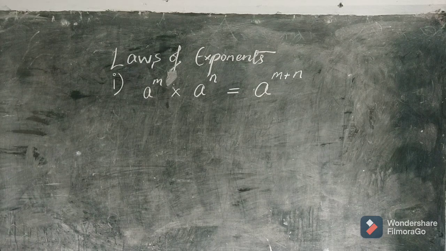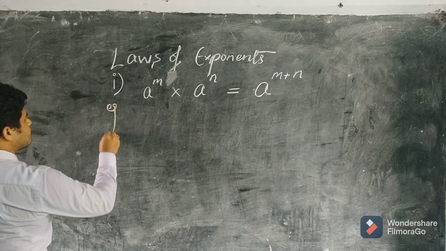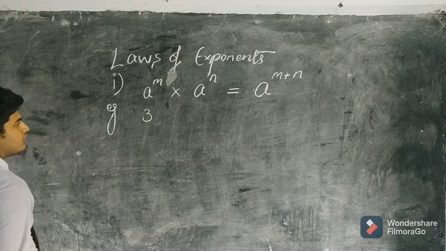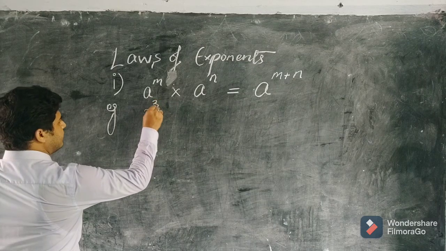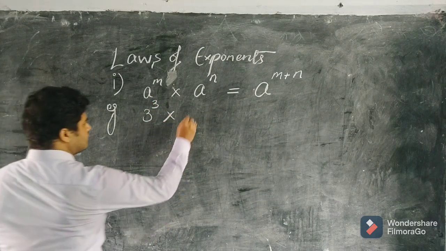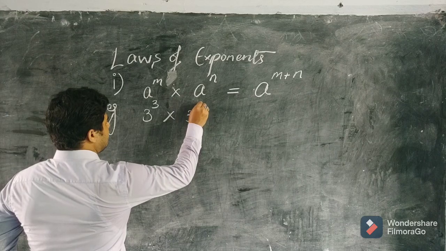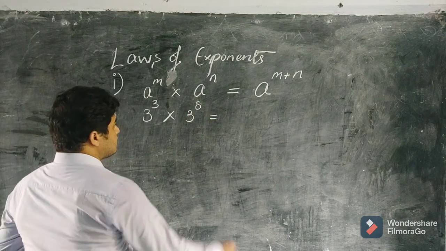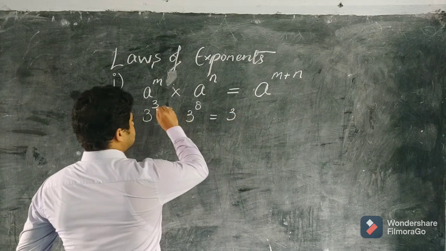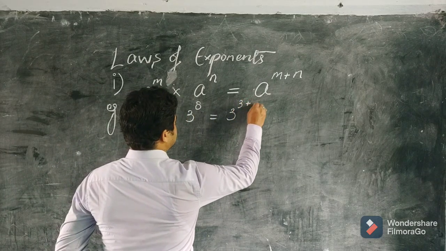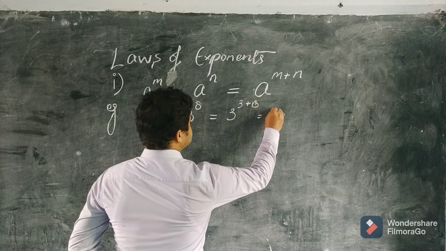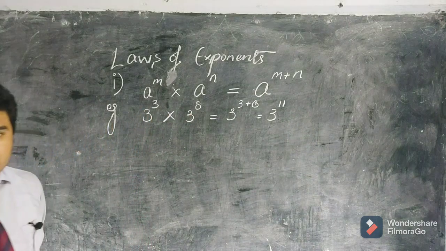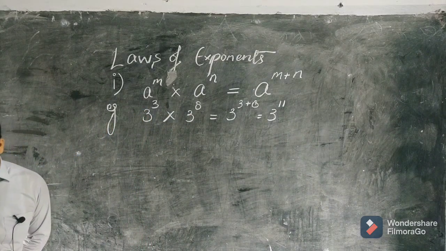Like for example, if you are having 3 to the power 3 multiplied by 3 to the power 8, then you can write it down as 3 to the power 3 plus 8, that is 3 to the power 11.